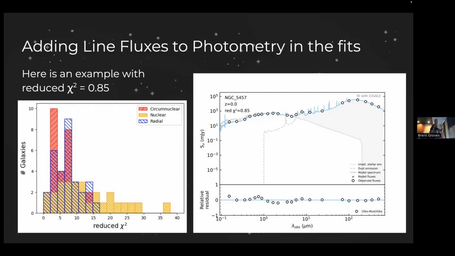And on the right, we just have a fitting for the same galaxy as we showed before. And one more thing that we wanted to point out was that the reduced chi-square in the nuclear region has a much greater spread because the nuclear region is a very small part of the galaxy and not the entire galaxy. So that's why we see the spread in the yellow part of the reduced chi-square.